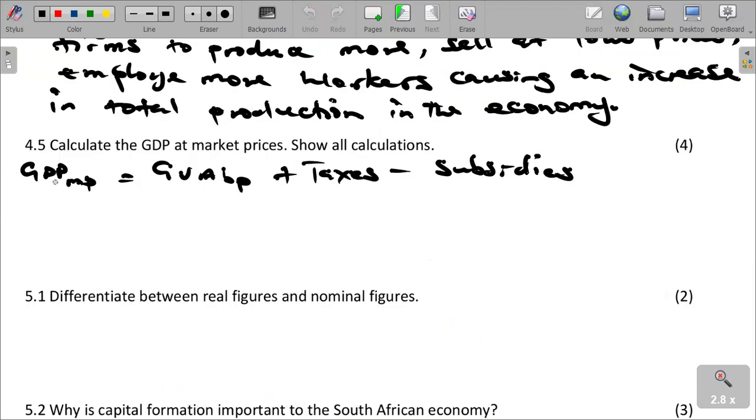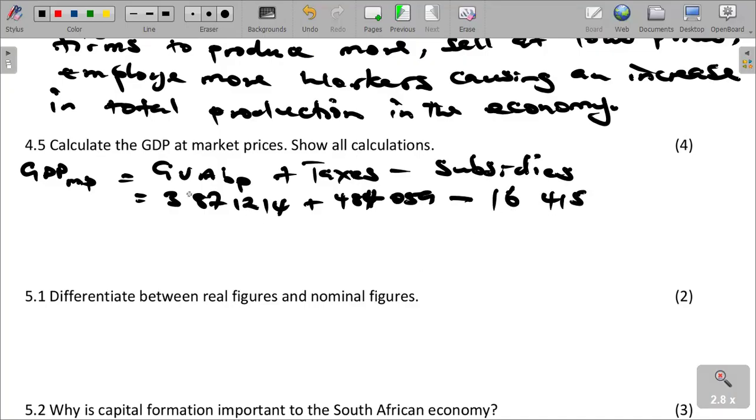We are given these figures like I've shown you. The gross domestic product at market price is equal to 387,1214, which is given there, plus our taxes, which I have shown you again, 484,059, minus the subsidies that are also given there, which is 16,415. So in the exam, you need to give this.